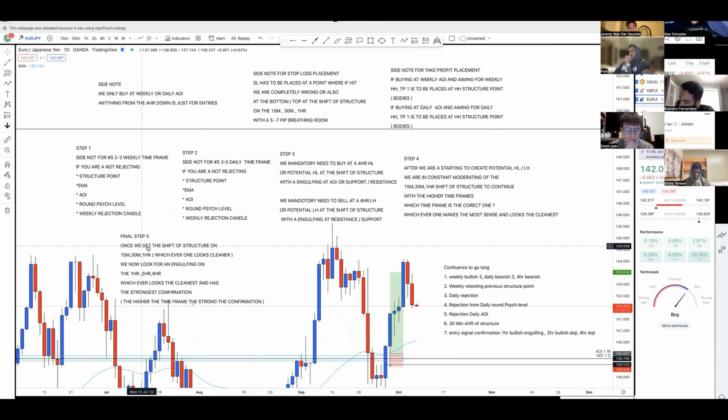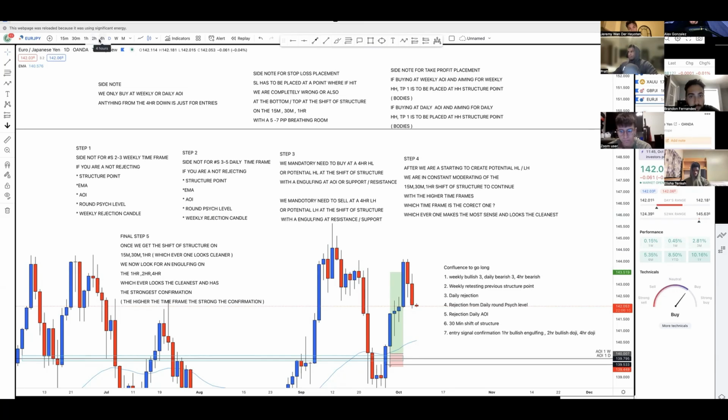After that, once we get the shift of structure, whether it's on the 15, 30 minute, or 1 hour, we now look for an engulfing on the 1 hour, 2 hour, or 4 hour, whichever looks the cleanest and has the strongest confirmation. The higher the time frame, the stronger the confirmation. So if you get an engulfing on the 4 hour, it's obviously stronger than the 2 hour.